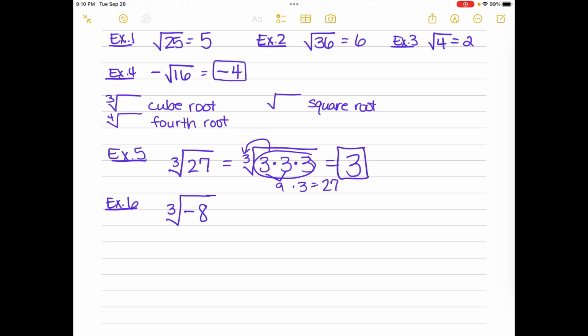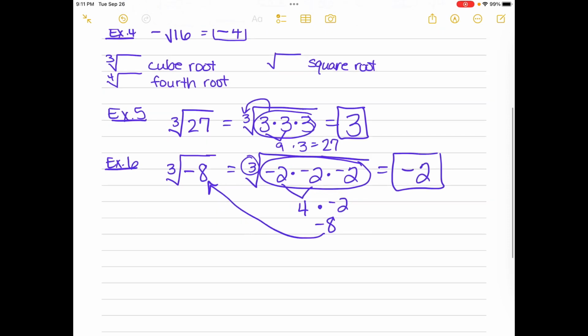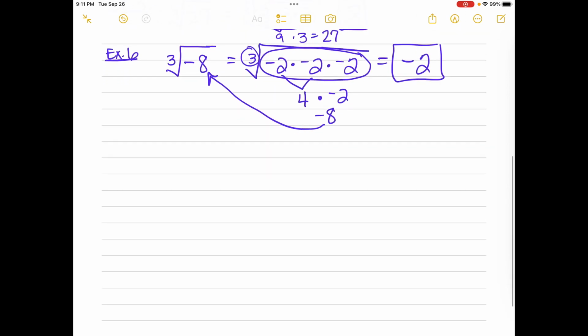The cube root of -8 would be the cube root of -2 times -2 times -2. Let's make sure that this is right. -2 times -2 is +4, times another -2 is -8. So I got the same answer. So -2 times -2 times -2 is -8. That means I have 3 -2s, so I can take out just one of them. I'm looking for 3 because of that little 3 in front. Okay, example 7.